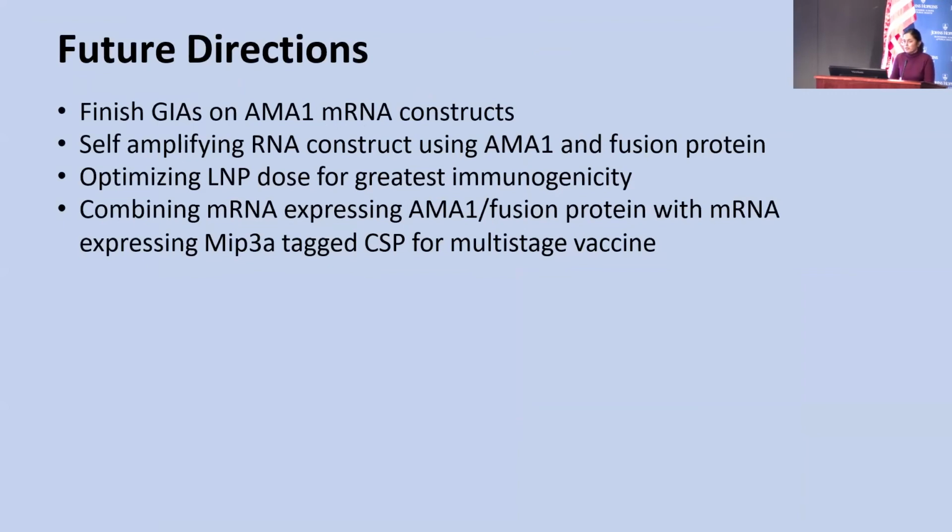So we plan to finish our GIAs with the mRNA constructs, and we also have a new construct of self-amplifying RNA, and combining this with fusion protein could also be a good vaccine strategy. And all these vaccinations were done with LNP, hence we are planning to decide the dose of LNP needed for optimum immunogenicity. And as mentioned, we are planning to combine the mRNA expressing AMA1 fusion protein with mRNA expressing the MIP3 tagged CSP as a strategy for a multi-stage vaccine.